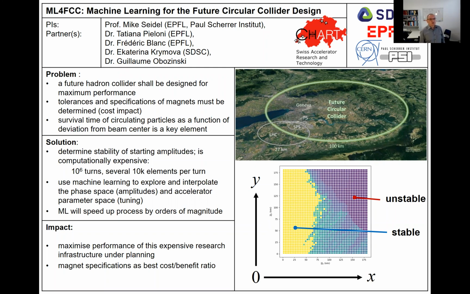In the image below the photo, you see an evaluation of one particular configuration of the ring, and each dot represents a particle that has been followed numerically for 1 million turns while it passes several 10,000 magnetic elements during each turn. Those particles are started with varying deviation from the beam center. Particles at large amplitude feel nonlinear forces. They enter a chaotic motion and get lost. The yellow particles closer to the center are stable.